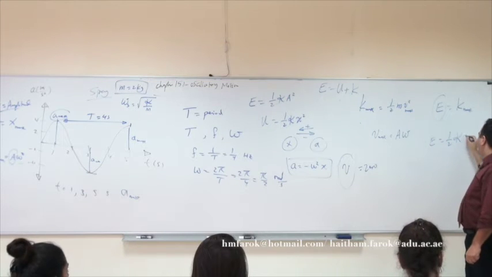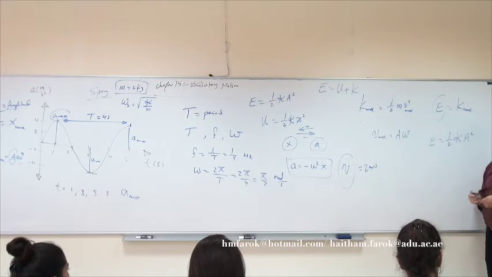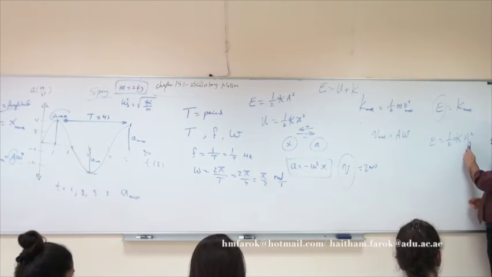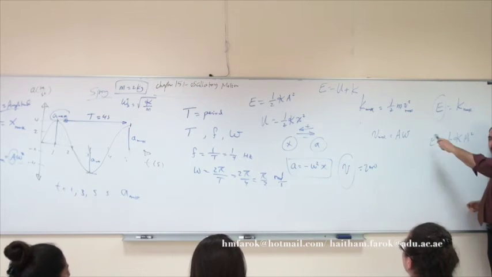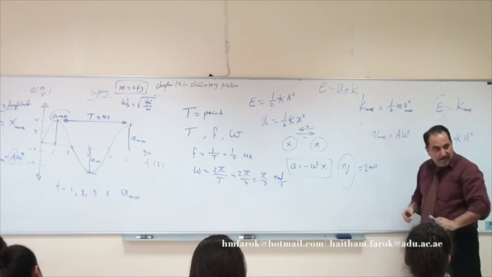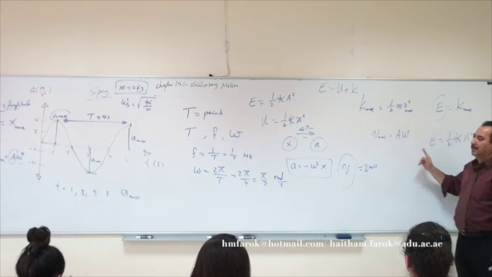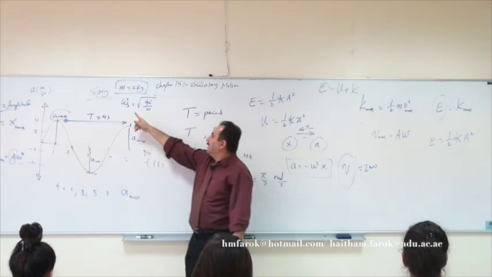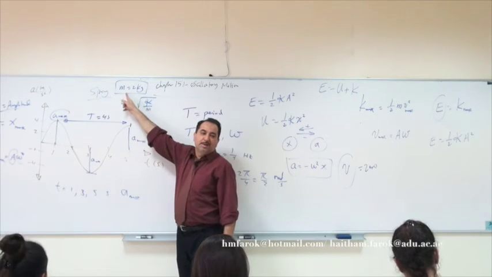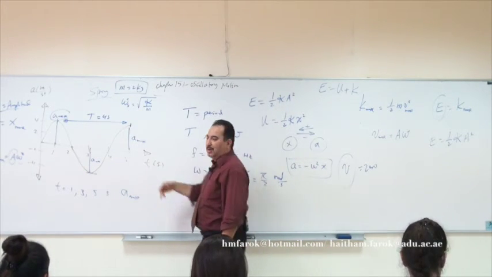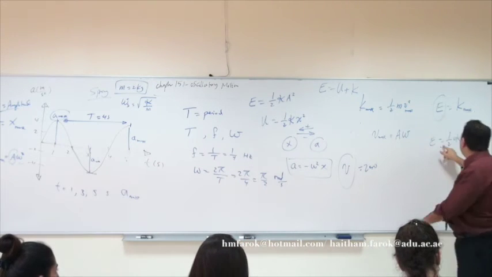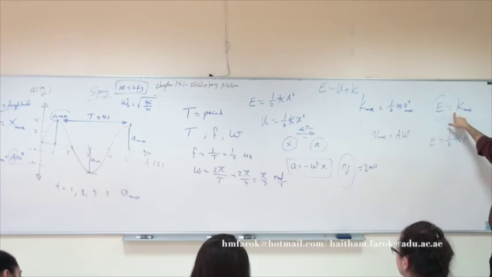Half kappa A squared. Okay, in this question, how did we find A? From A omega squared. Yeah? What is left? How do you find kappa? From omega for a spring. But I gave you the mass here, 2 kilograms, yeah? So then you have E. And E equal to K max.